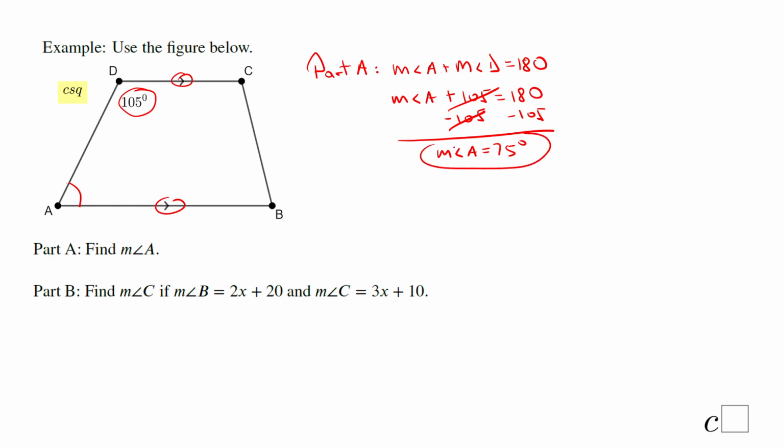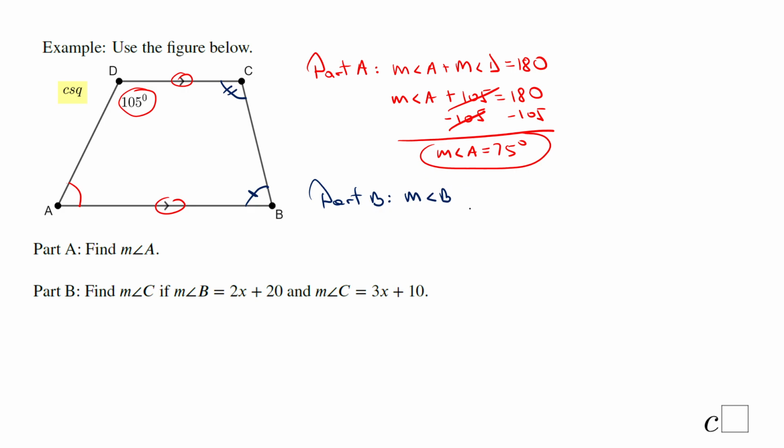This is part A. For part B, very similar. We're looking to find the measure of angle C if the measure of angle B, this one, is 2x plus 20, and the measure of angle C, this one, is 3x plus 10. The same property: these two angles are supplementary. They are same side interior angles or consecutive interior angles.